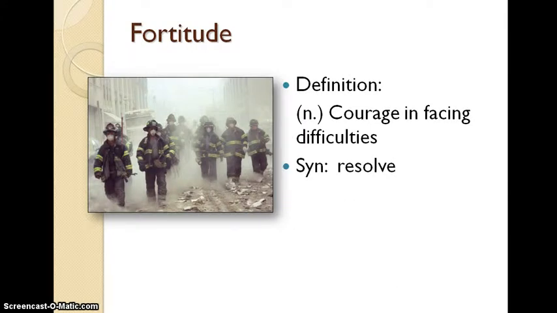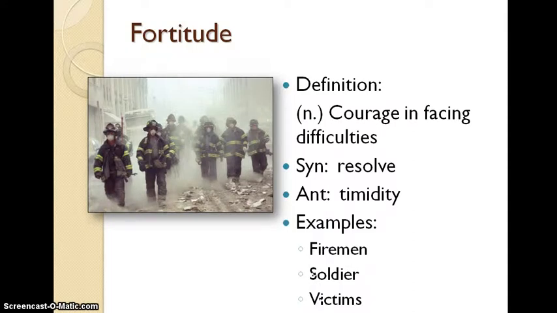A synonym is resolve. That's a good noun. I know it sounds like a verb, and in some cases it is, but in this case it's a noun. Just like fortitude, you possess resolve or fortitude. Antonym is timidity, which is you're shy, quiet, running away, scared, things like that. And examples are fireman, soldier. I guess a victim can have fortitude as well. We've all gone through difficult times, and if you have the fortitude to deal with life's difficulties, well, then you have the courage in facing those difficulties and you can move on.